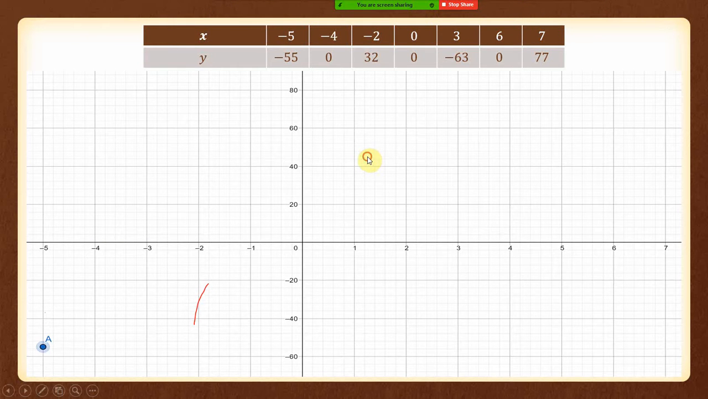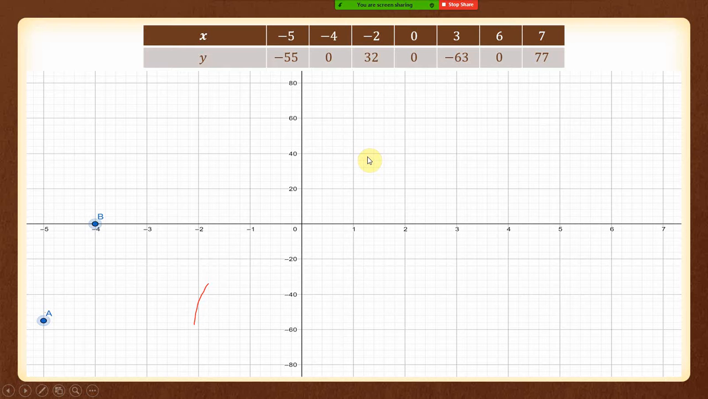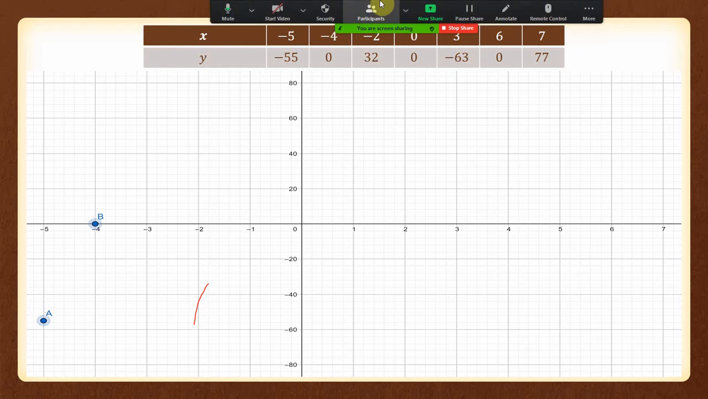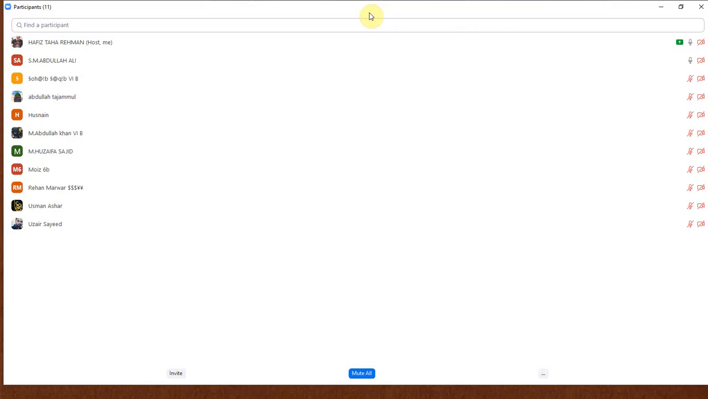So this was our first value. This is our second value as plotted by Asam Abdullah. Usman, unmute yourself because you have raised your hand, so I may listen to your question. Okay, the next one I would like to call is Usman Ashar. Usman Ashar, unmute yourself, beta.